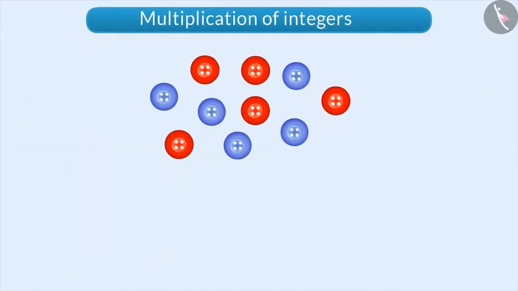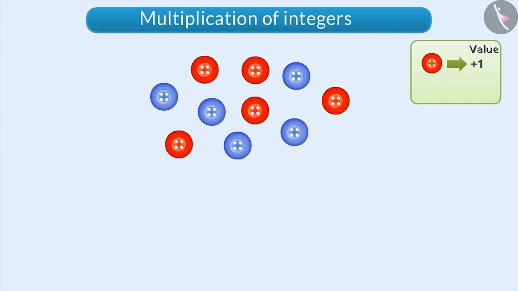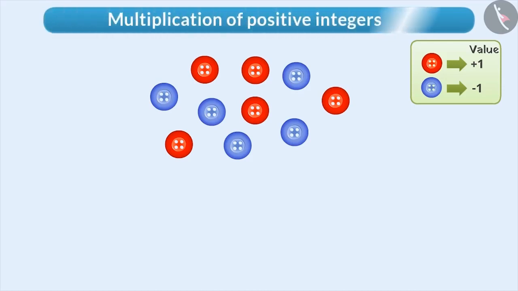There are 2 types of buttons here. One is red and the other one is blue. Let's assume the value of red button as positive 1 and the value of blue button as negative 1. Using these buttons, let's understand multiplication of 2 positive integers.